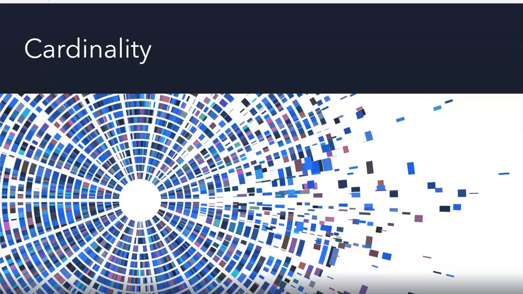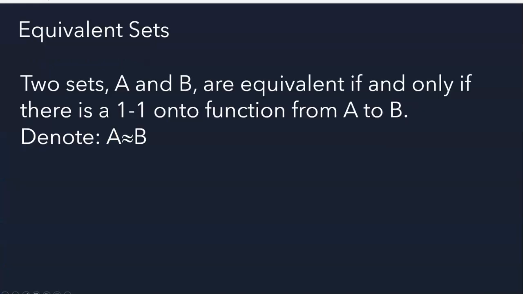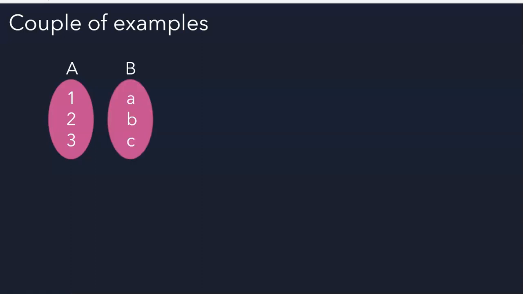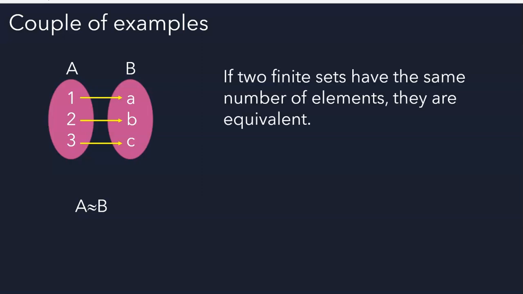The first thing I need to talk about is what it means for two sets to be equivalent. Two sets are equivalent if they have a one-to-one onto correspondence from one to the other. A simple example: let A equal the set {1, 2, 3} and B equal the set {a, b, c}. I can easily come up with a mapping from A to B that's clearly one-to-one and onto, so A is equivalent to B. In fact, whenever you have two finite sets that have the same number of elements, they are equivalent.